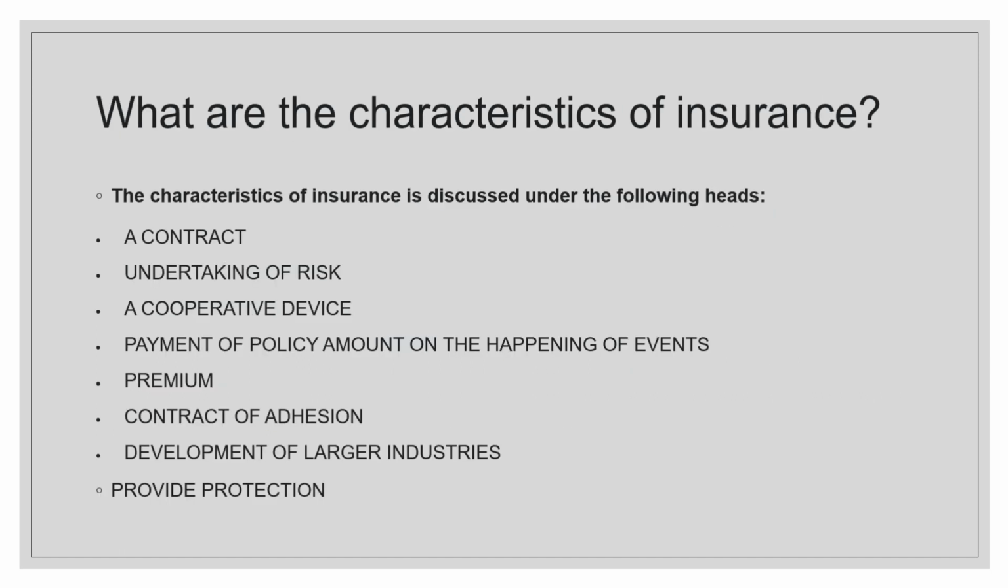What are the characteristics of insurance? The characteristics of insurance are discussed under the following heads: a contract, undertaking of risk, a cooperative device, payment of policy amount on the happening of events, premium, contract of adhesion, development of larger industries, provide protection. These are the points.